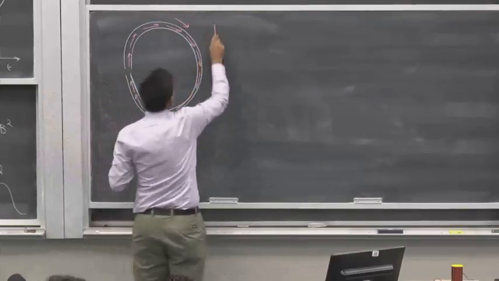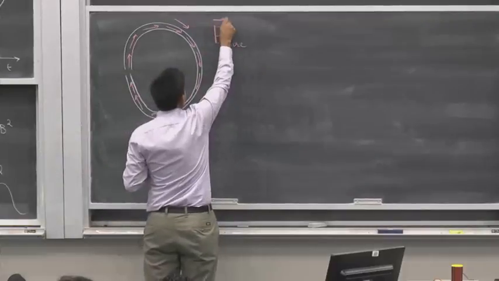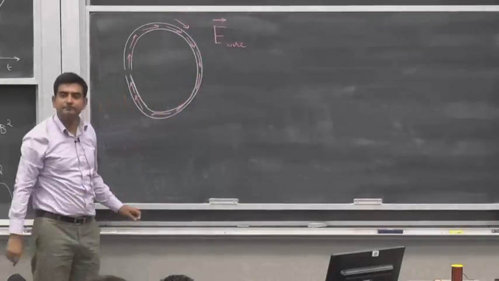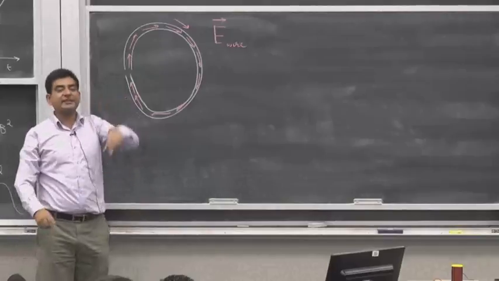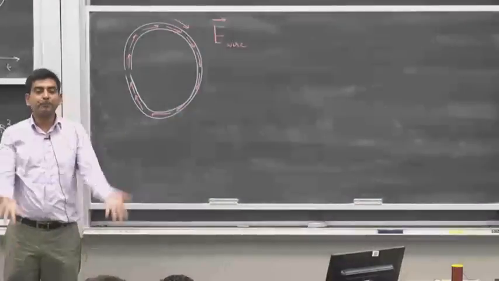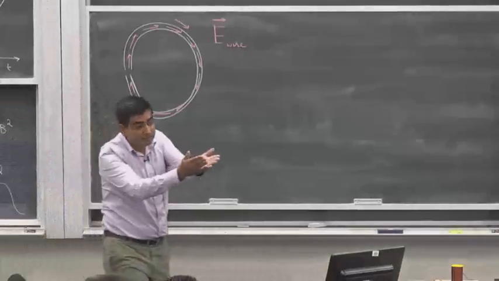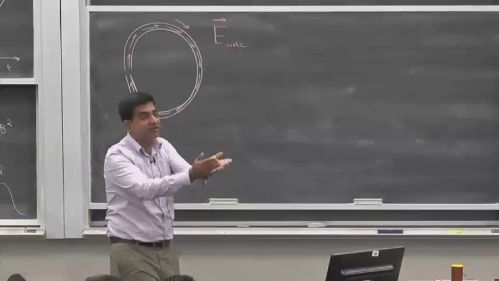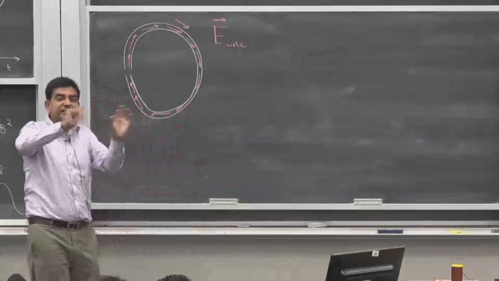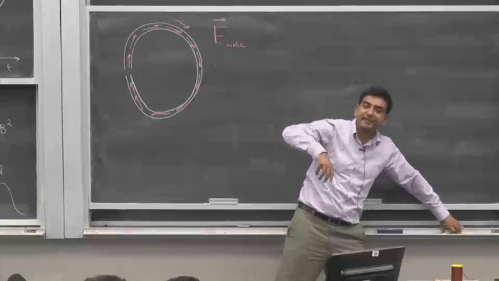Okay, so this is the field inside the wire. Now where is this electric field actually coming from? Who produces this electric field? Surface charges on this wire. So there is a distribution of surface charges on this wire which produces this field inside the wire.